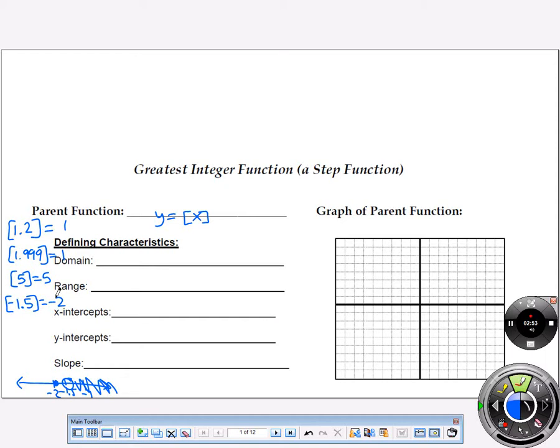So for this parent function, when I plug in 0, what would I get? 0. So 0, 0 is still like our vertex point, like it has been for many functions. What about when I plug in 0.5? 0. What about when I plug in 0.8? 0. What about when I plug in 0.9? 0.99? Okay, when is it going to stop equaling 0? When I get to 1.